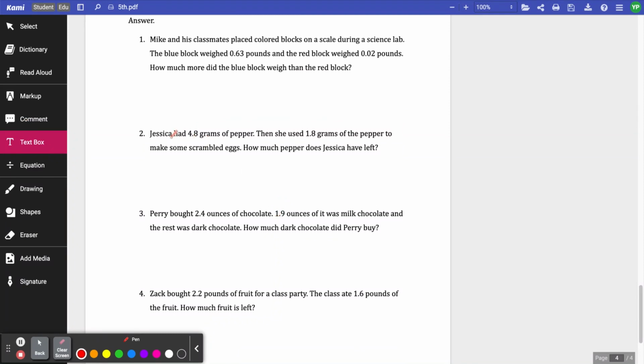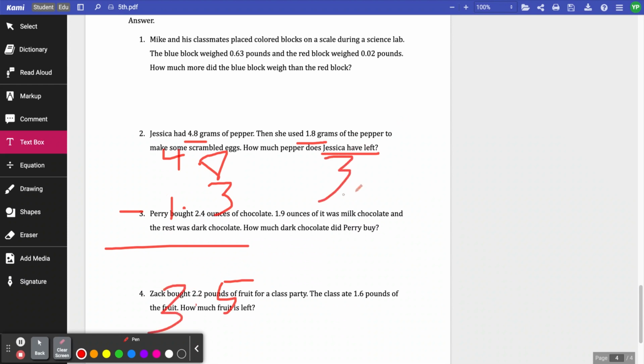Word problem number 2. Jessica had 4.8 grams of pepper. Then she used 1.3 grams of the pepper to make some scrambled eggs. How much pepper does she have left? So she starts with 4.8 and then she uses 1.3, and she's asking how much she has left. So you do 4.8 minus 1.3, and that's 8 minus 3 equals 5. Bring down the decimal point and then 4 minus 1 equals 3. So it's going to be 3.5 grams of pepper left.